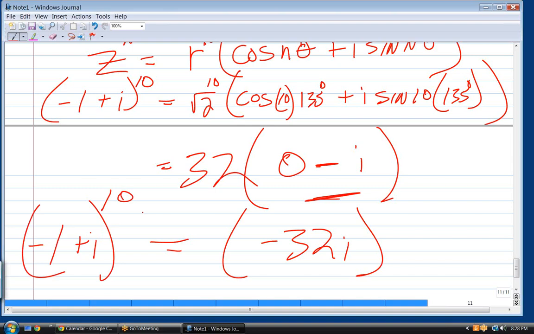And that's the beauty of de Moivre's theorem, is it allows you to do these kind of problems pretty straightforward without having to expand this thing 10 times. In other words, this would be a brutal problem to do manually.